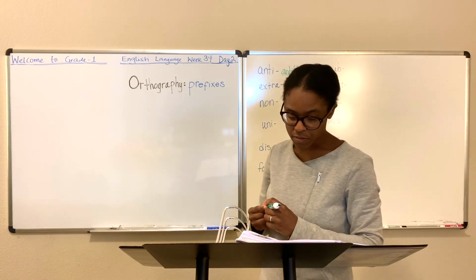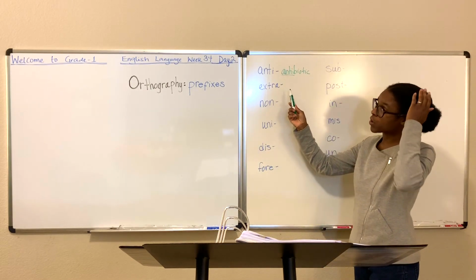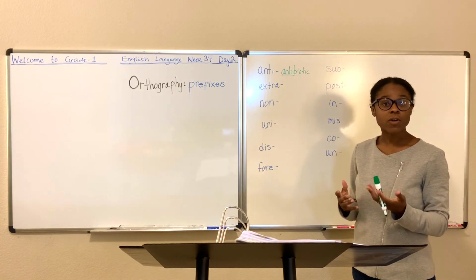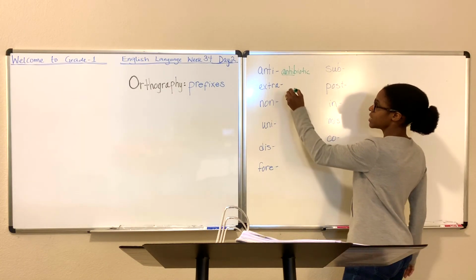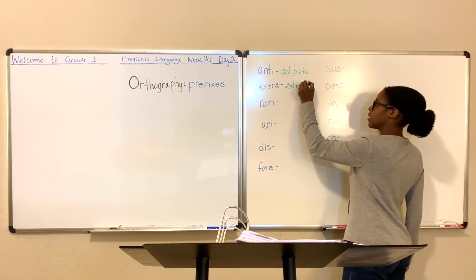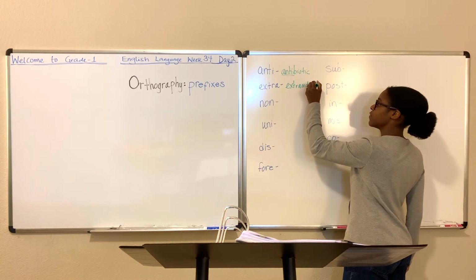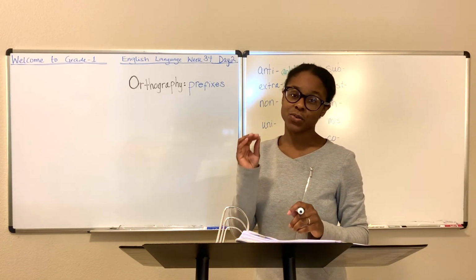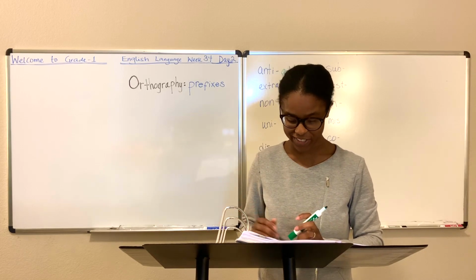Let's look at a different example. The prefix extra, if I put it in front of a word, it means more than. So if I say this is extraordinary, then what am I saying? I'm saying this is even more than ordinary. It's not just ordinary, it's extraordinary, okay?